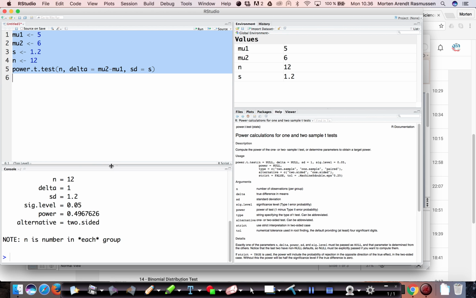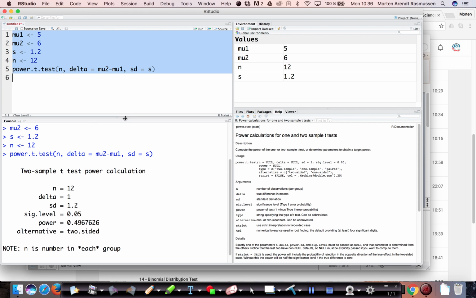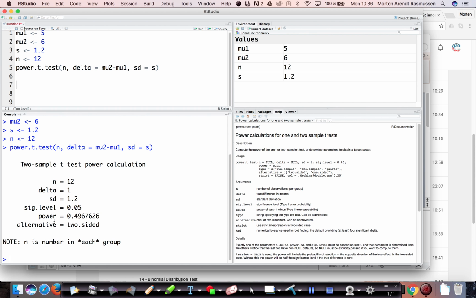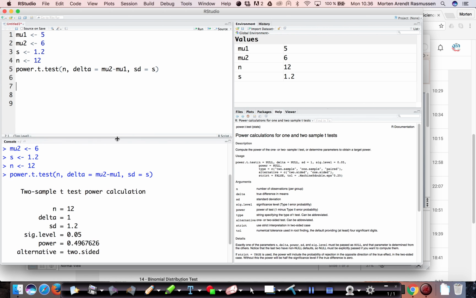So if I run this code, you will see that the achieved power from such a trial here is roughly 1/2. That means that if I run the trial, then 1/2 of the time I'll be able to conclude that there is a difference, and 1/2 of the times I will not be able to conclude that there is a difference between the groups. So let me just show you that this is indeed the case when we simulate data.